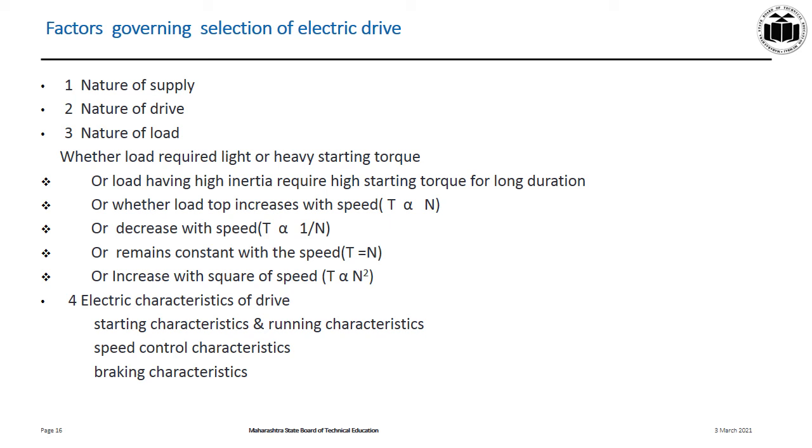So we have seen the types of drive. Now we can see that as per the application we can choose the type of drive. There are so many factors which decide the selection: the nature of the supply, nature of the drive, nature of the load. The load may be constant or increasing or likewise. The electric characteristics of a drive are also important. The electric characteristics cover the starting characteristic, running characteristic, speed control characteristic, as well as the braking characteristic.